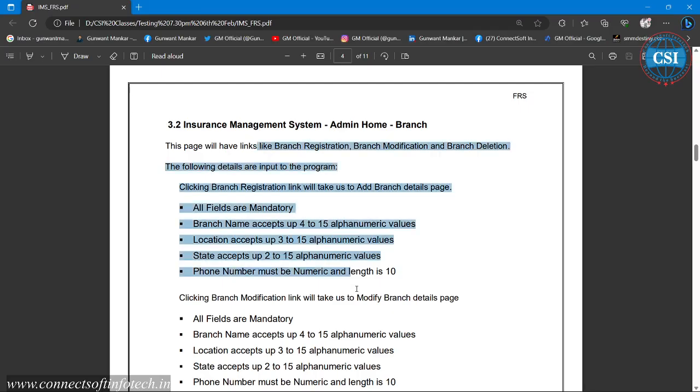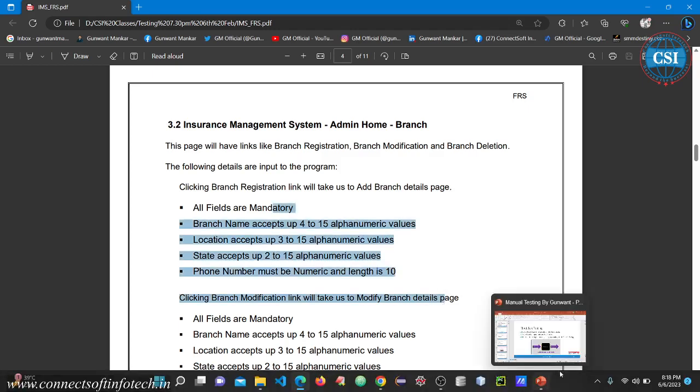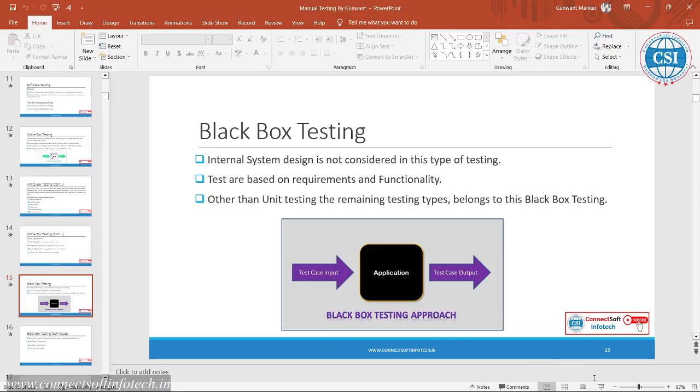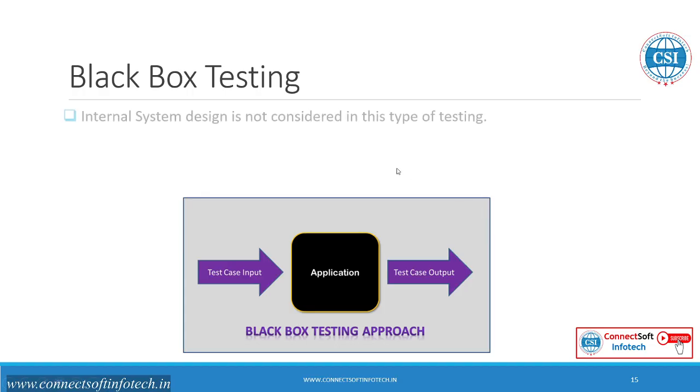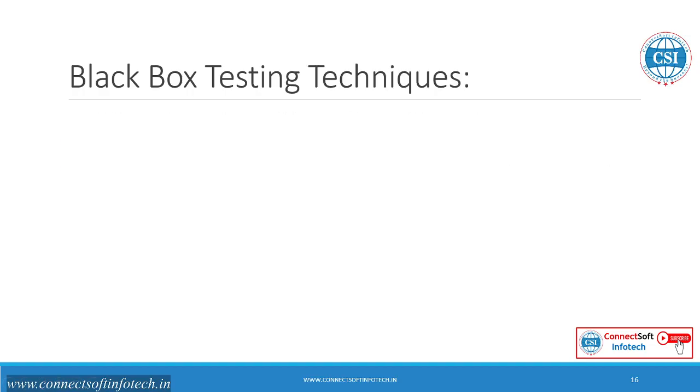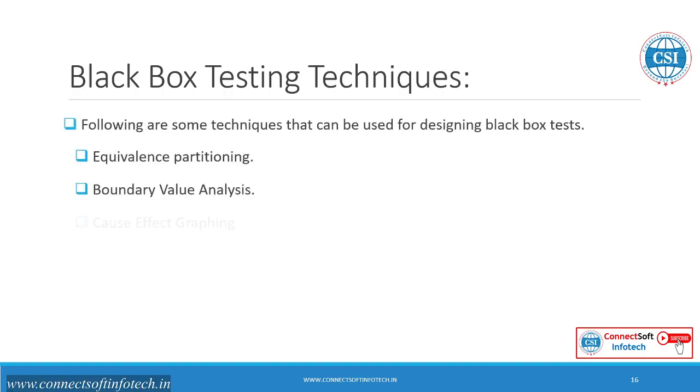So as per our functional requirement, testers are involved here, so that is why it is black box testing. As per the functional requirement, we are going to test the application, so that is black box testing. And here are some black box testing techniques: boundary value analysis, equivalence partitioning. We will see this later.